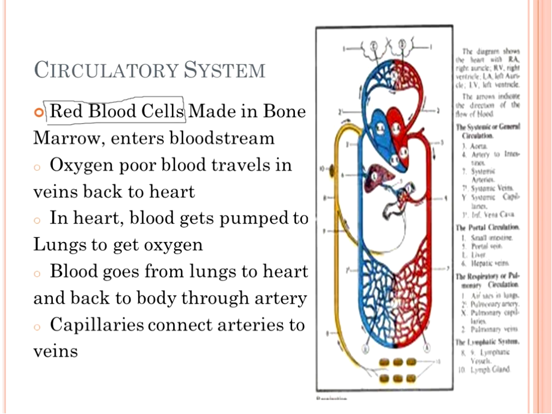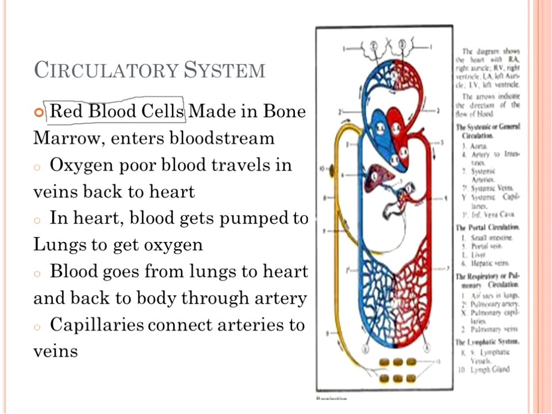And they have a job. Their job is to carry oxygen everywhere to deliver it to your cells. And they are going to pick up the oxygen in your lungs. So in the lungs is where your red blood cells will pick up oxygen. And then they'll go to your heart, which will pump them out around the body.